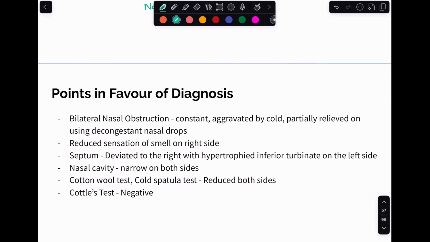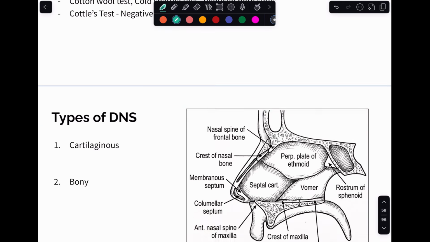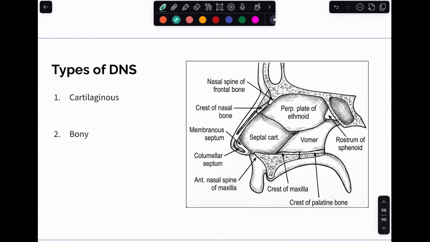So now that brings us to some questions related to deviated nasal septum. Now, what are the different types of DNS that you can have? So we can divide this in two ways. One is the DNS can be a cartilaginous type or a bony type, or even both actually.